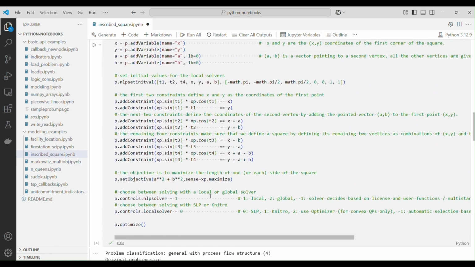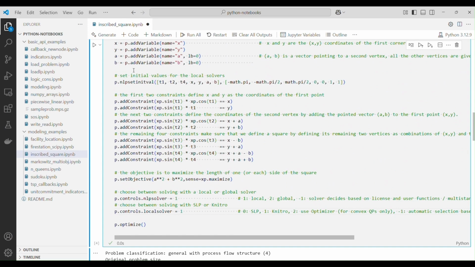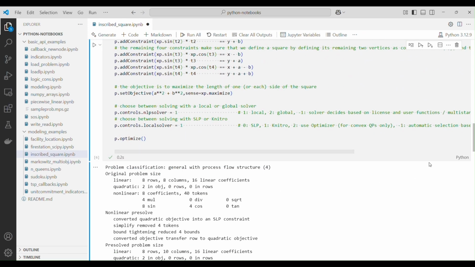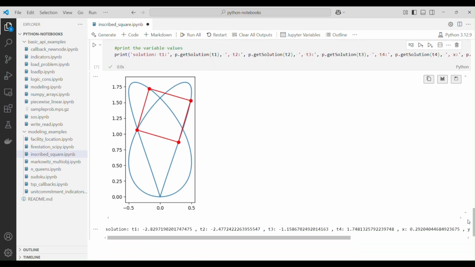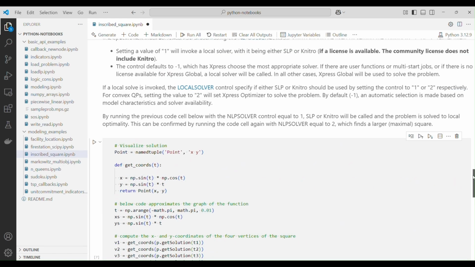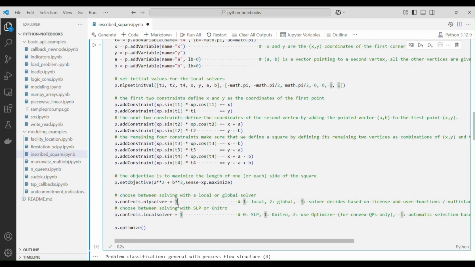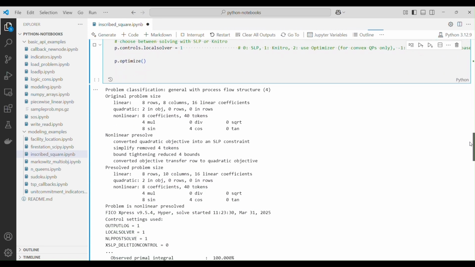In case a Knitro license is available and the local solver control is set to 1, Knitro will be used to find a different, but also locally optimal solution, as found after rerunning the code cells. When the NLP solver control is set to 2, Xpress Global will be used to find a globally optimal solution, as can be observed in the last output cell by running the notebook again.